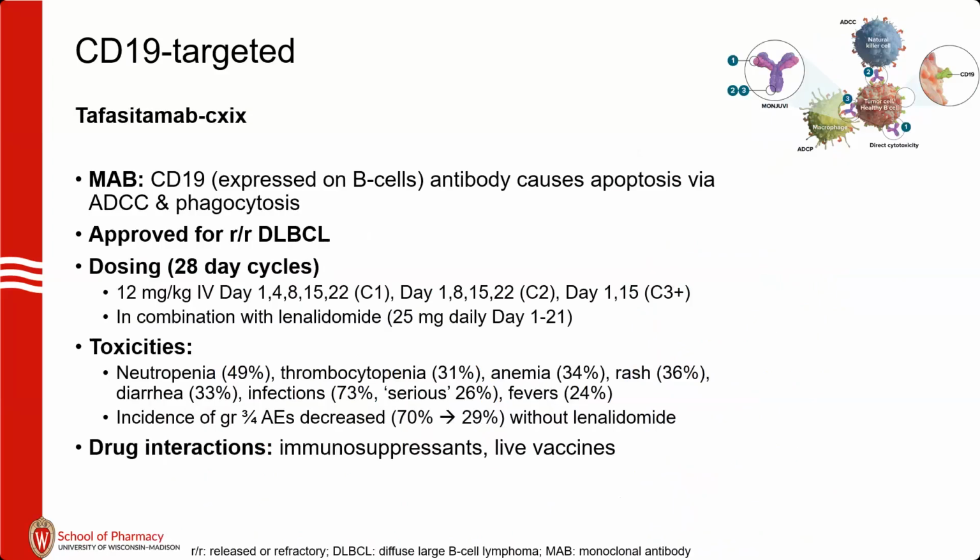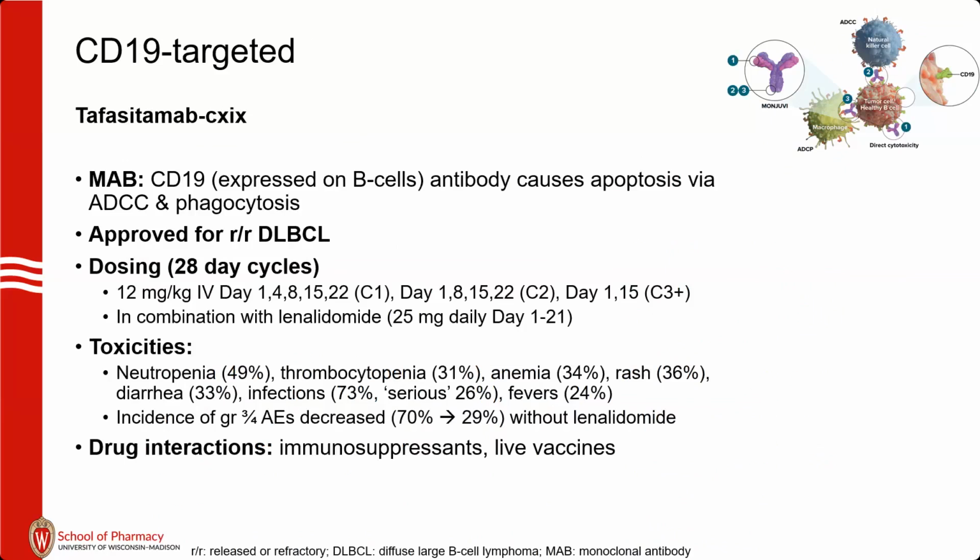Moving off the CD20 directed products, we'll move to the CD19. Tafasitamab is a naked monoclonal antibody targeting CD19, CD19 being expressed on B cells as well. And this can lead to antibody-dependent cytotoxicity as well as phagocytosis. The FDA labeling is approved for the relapsed refractory setting of diffuse large B-cell lymphoma.